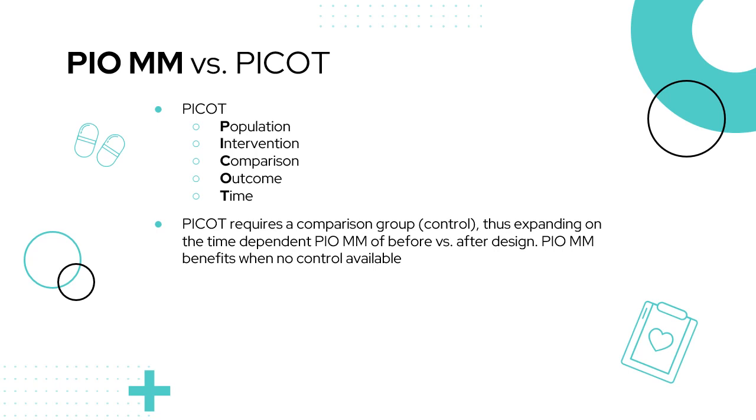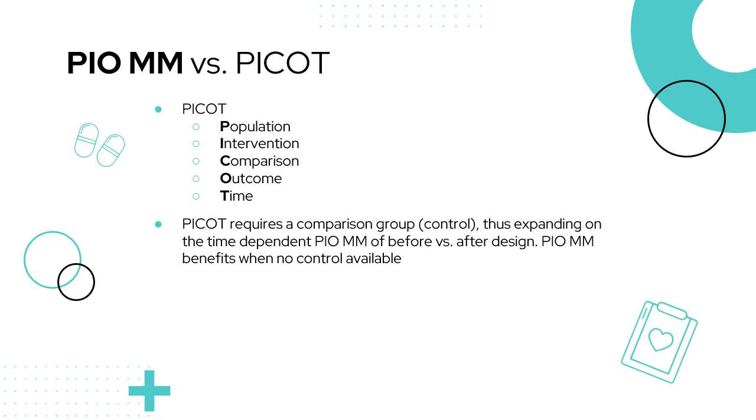Okay, so you might have heard about PCOT. PCOT is something that is used a lot in research. Basically, it stands for population, intervention, comparison, outcome, and time. It's similar to the PIO-MM in terms of it helps you plan studies, it helps you plan interventions. However, they are different. The big difference here is that PCOT requires a comparison group or a control group.